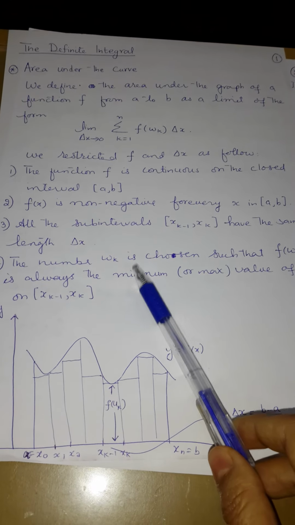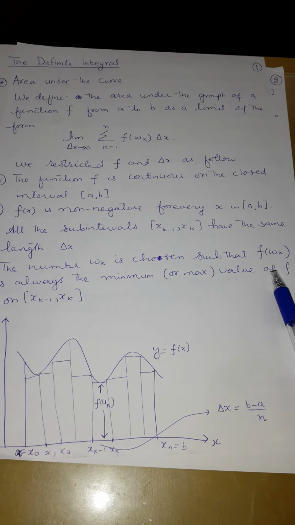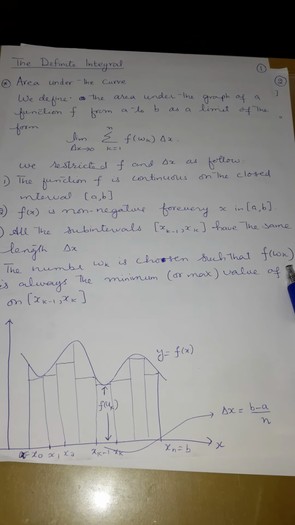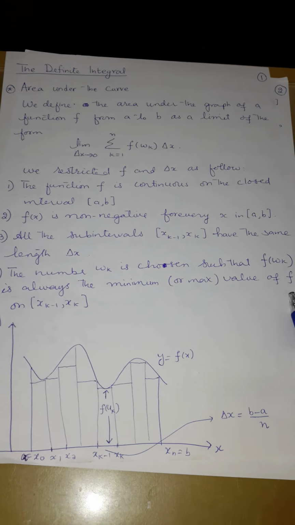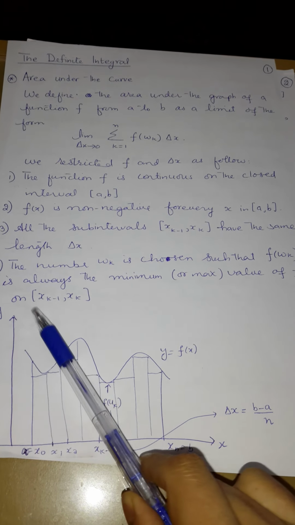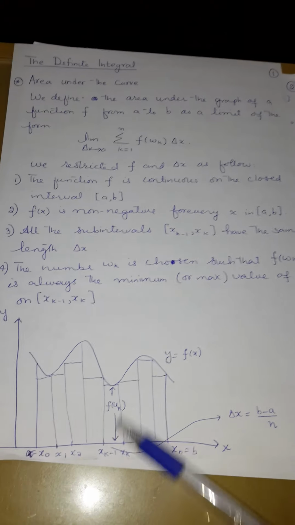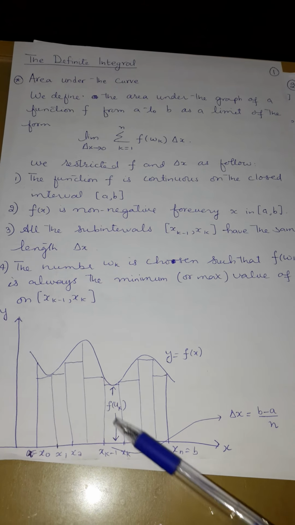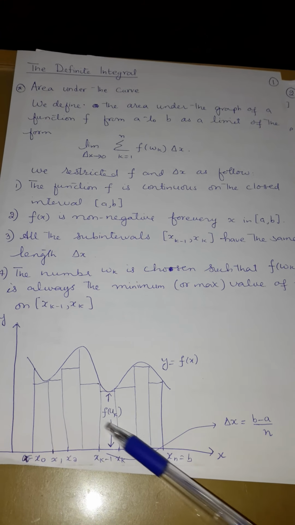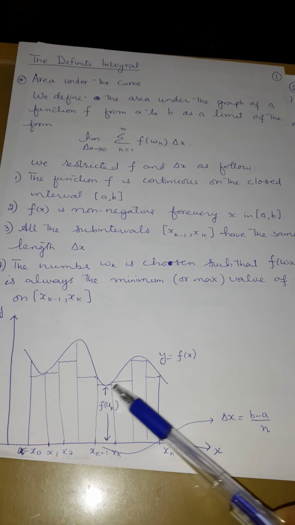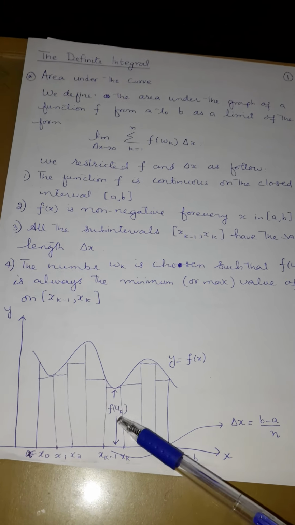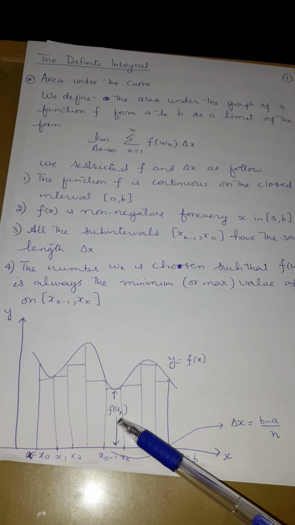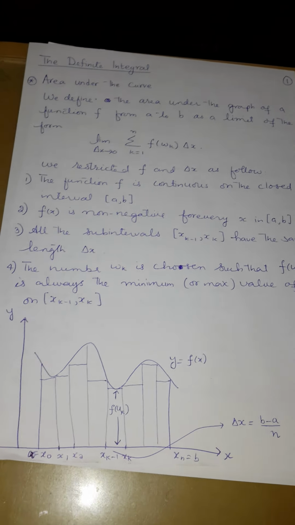The number omega of k is chosen such that the function at this point is always the minimum or maximum value of the function on the interval x of k minus 1 and x of k. That means at that point we choose any point omega of k or u of k. It is any arbitrary point. At that point we say that our function attains the maximum or minimum value.